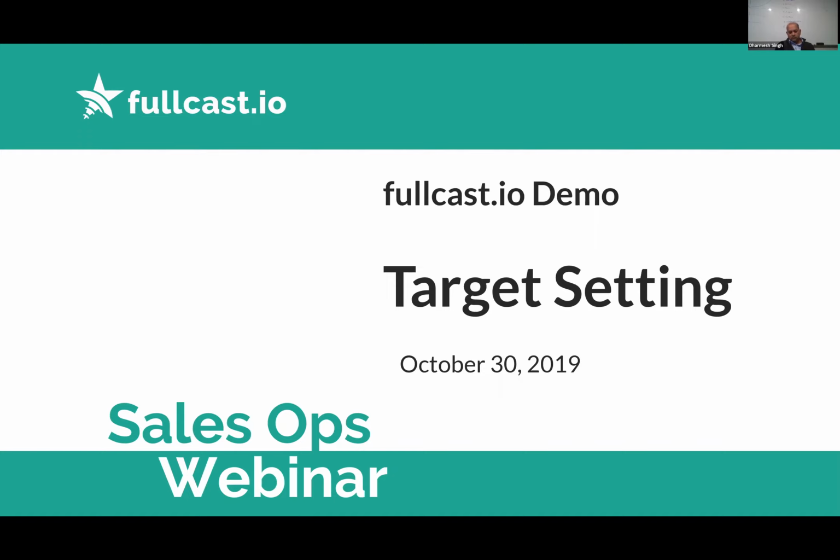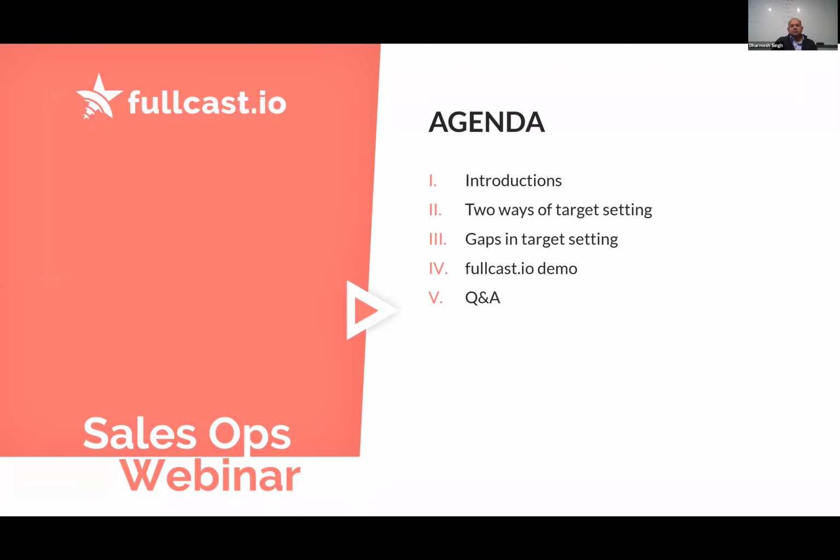So for today's agenda, we're just going to start by talking about the two methods of target setting, tops down and bottoms up. And Dharmesh will go through the pros and cons of each of those, and then talk about how those two ways create gaps in your target setting. And then that'll lead us into the demo of our platform. So we'll show you how we approach target setting in the Fullcast app. And then we'll end with some extra time for Q&A.